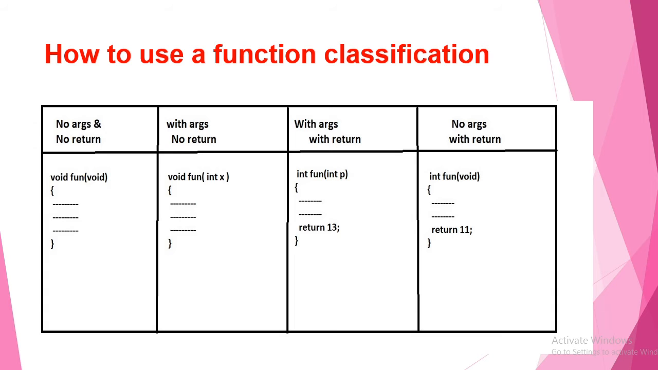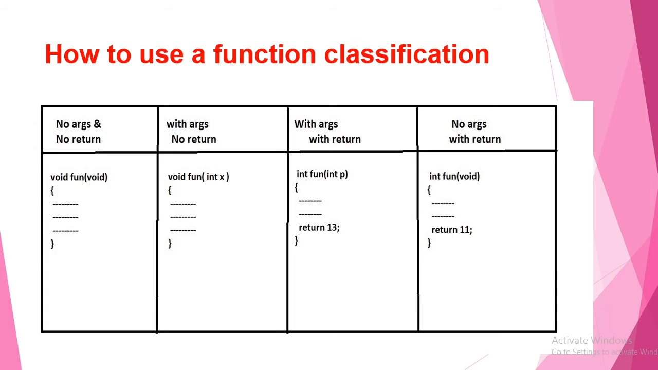Then see here, void. I have written void first. Whenever we are declaring a function, we are using void, and how are we writing the function? We give only the function name and I am writing the brackets in front of it.